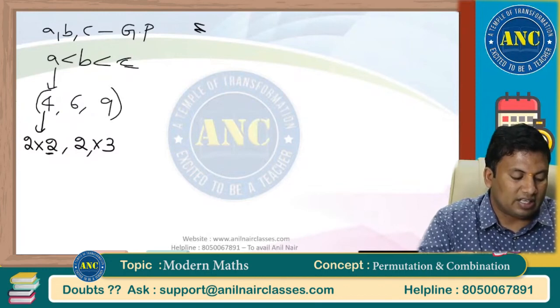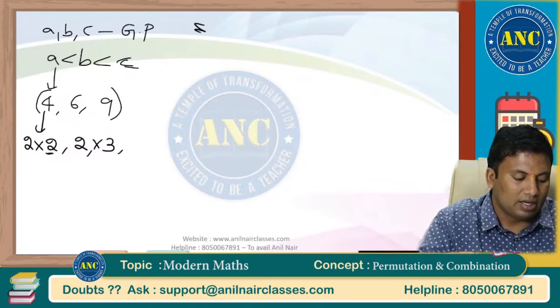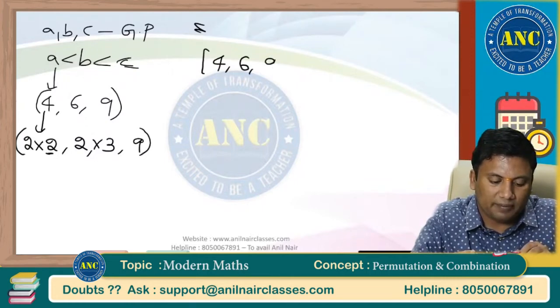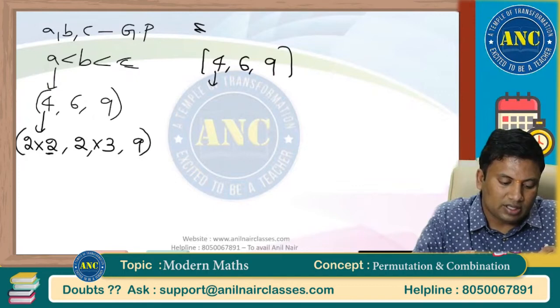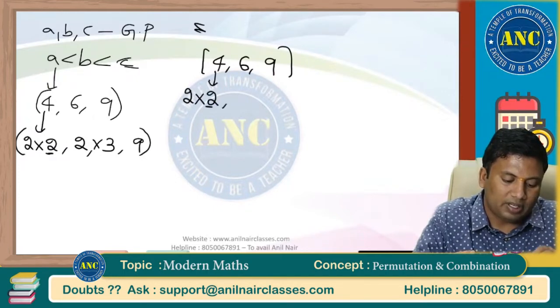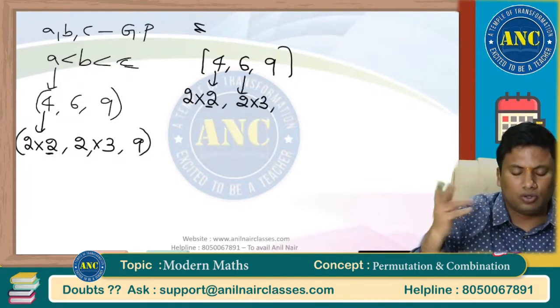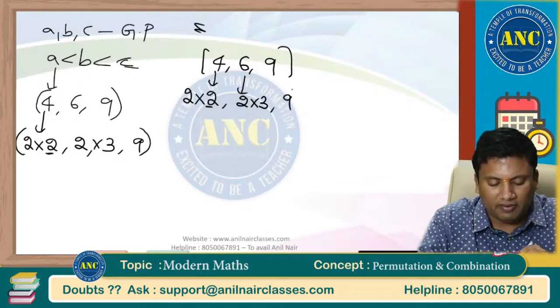4 and 6, 36 by 4 it is 9. So the next one will be 9. Again I am telling you, suppose it is 4, 6, 9. How did I get this? 4 is nothing but 2 into 2. After 2, what is co-prime with 2? 3. So write down 2 into 3. Two values you got, the third one will be obtained very, very easily.